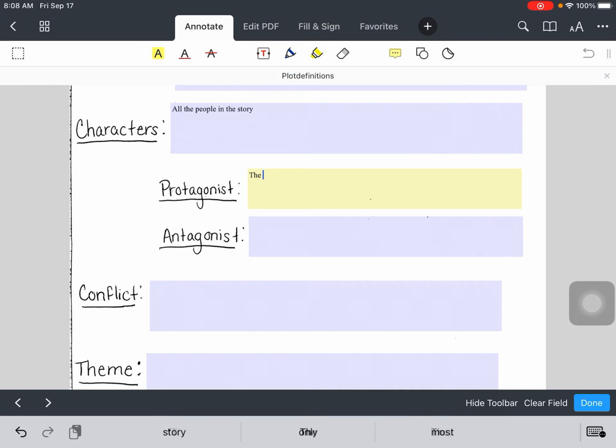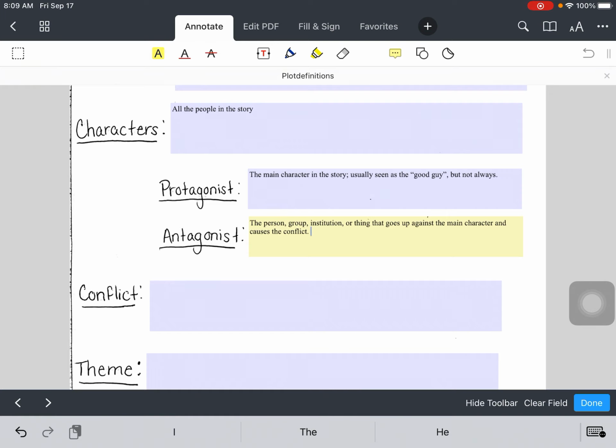The protagonist is going to be the main character in the story. This is usually seen as the good guy, but not always. But it is going to be the main character, so who the story is mainly about. The antagonist is going to be the person, group, institution, or thing that goes up against the main character and causes the conflict.